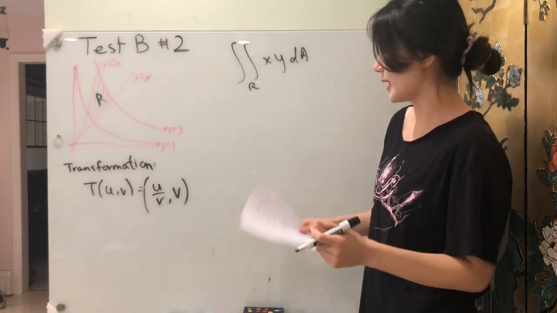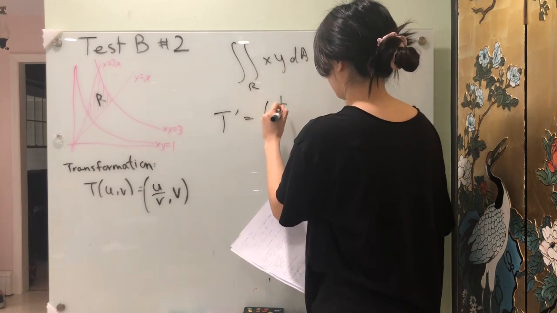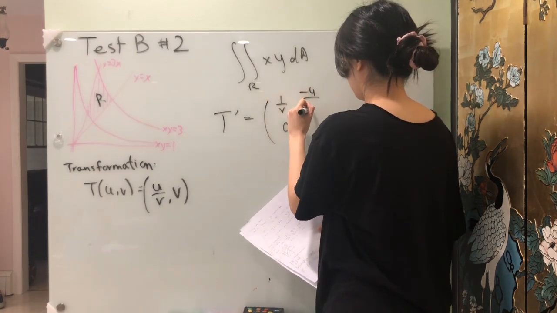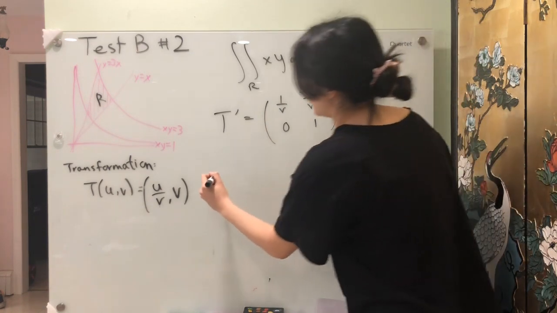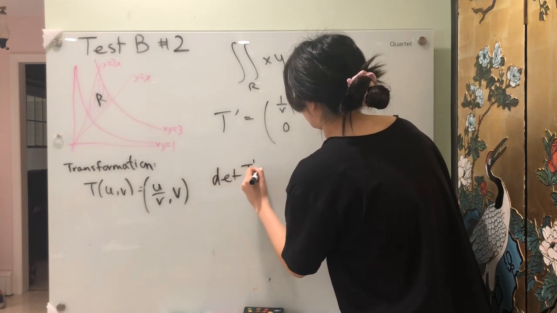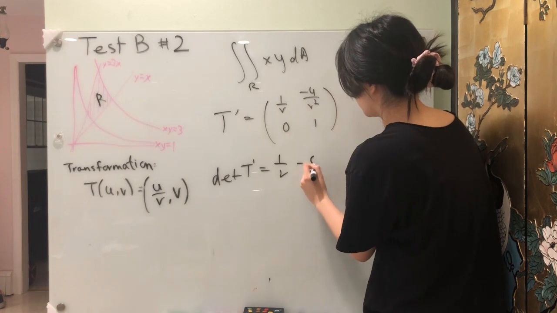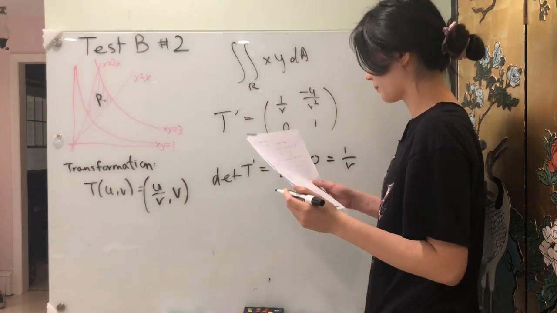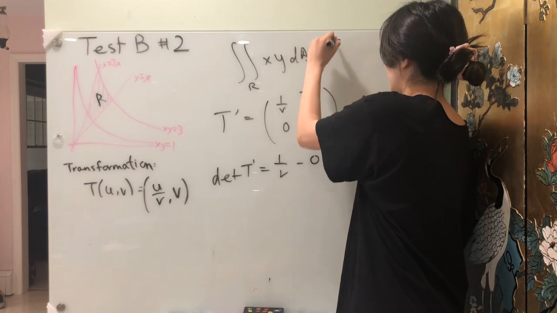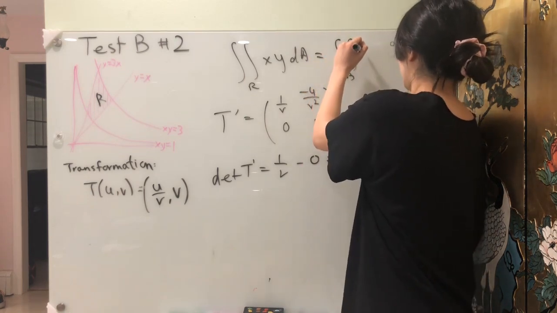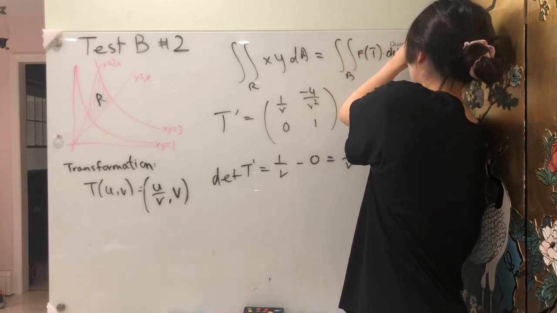To apply the Jacobian theorem, we first have to find T prime, and this is equal to the matrix. Now we have to find the determinant of T prime, which is going to be these two, 1 over v minus 0 times this factor over here, which is just 0. Now to apply the Jacobian transformation, we would have to go to a double integral over region B of the function of the transformation times the determinant of T prime dv du.